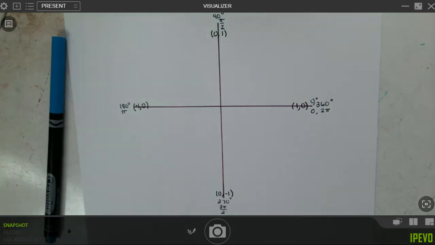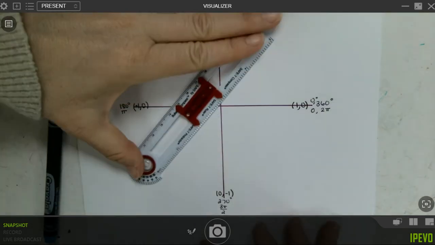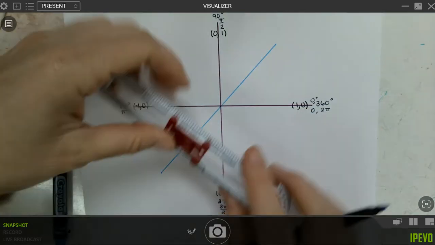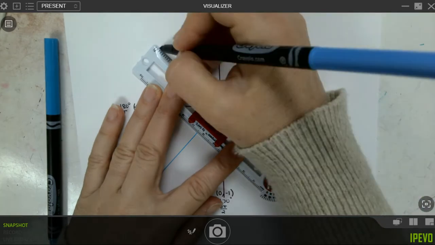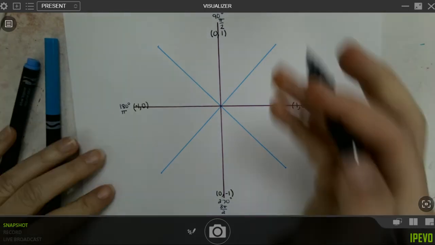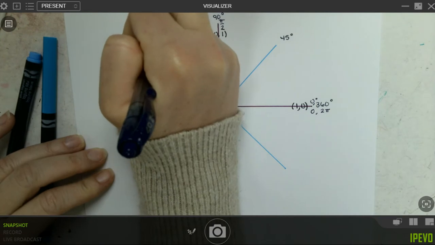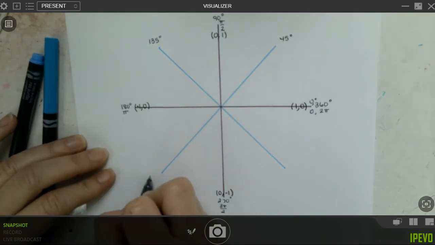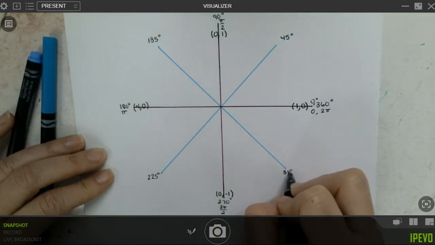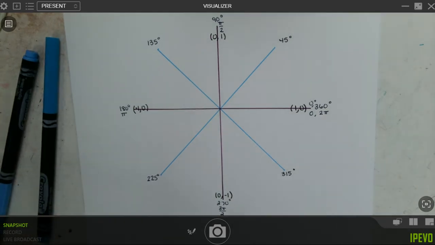So we're going to split this up by all of our special angles, 30, 45, and 60. Let's start with 45 because it's easiest. And of course, I'm just approximating these little suckers. All right. Most of us have in our head that we know this is 45 degrees. This would be 90 plus 45, 135. 180 plus 45, 225. And 270 plus 45 is 315. So those are the measurements of the angles in standard position.